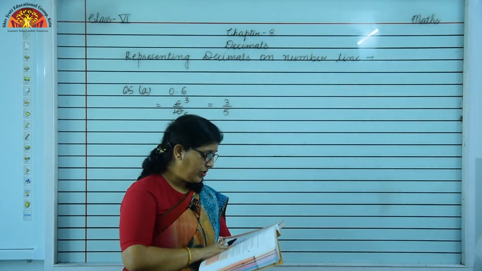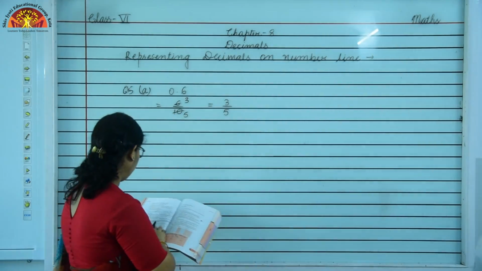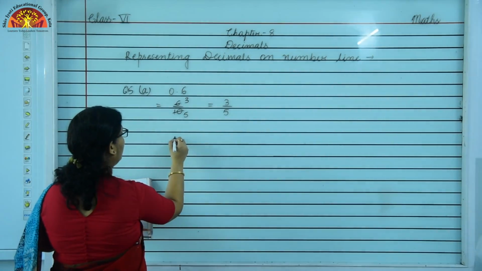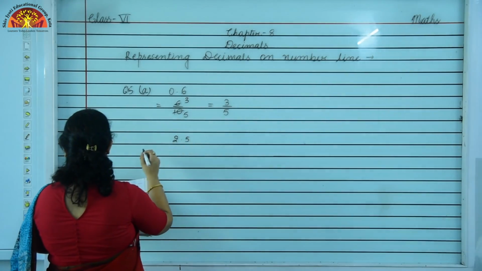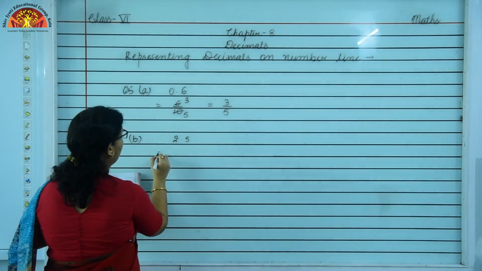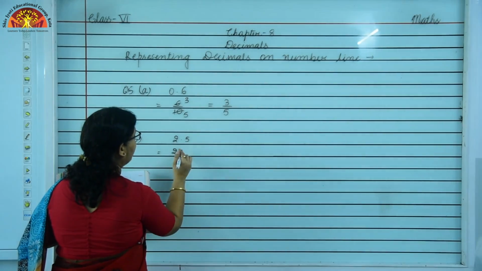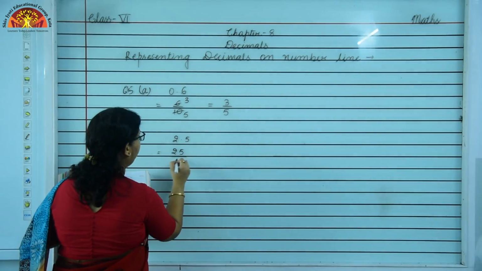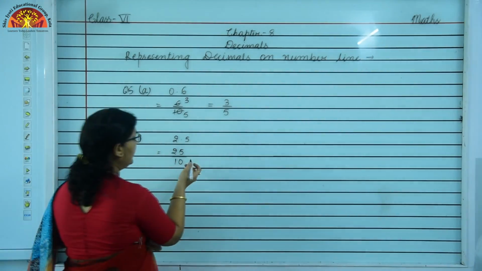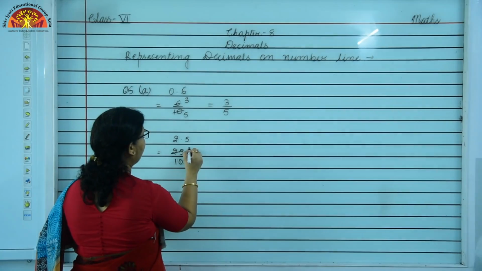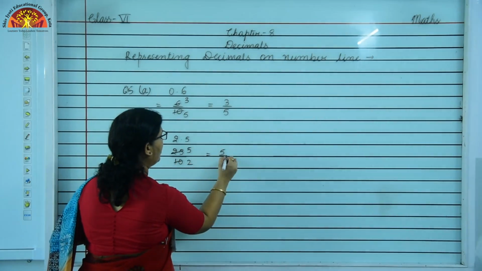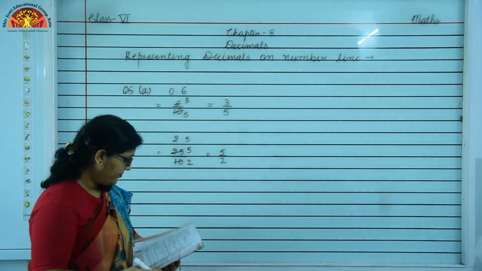Now we take one more question. 2.5 becomes 25 upon 10 because we have one digit here. Now convert into lowest form. This is 5 5s are 25, 5 2s are 10. So 5 upon 2 is the lowest form.